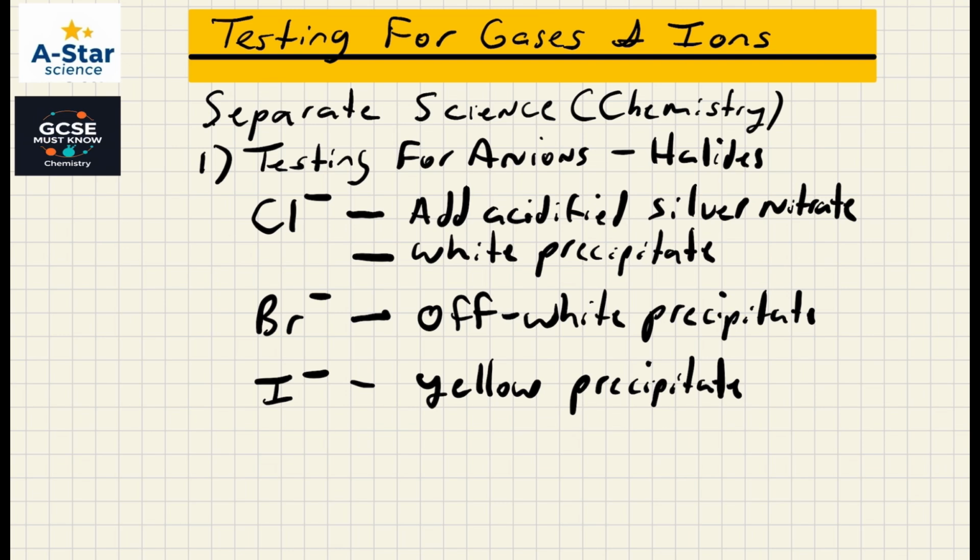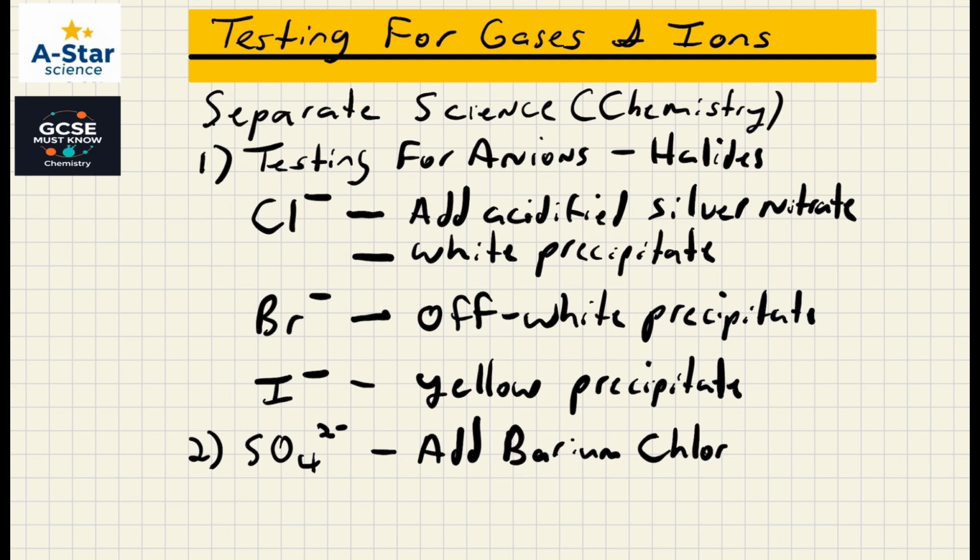Let's look at some other anions as well. We can test for sulfates, SO4 2-, which is a sulfate anion. And if we add barium chloride, okay, if we add barium chloride to any substance that we think contains a sulfate and a white precipitate forms, that is a positive test for sulfate.